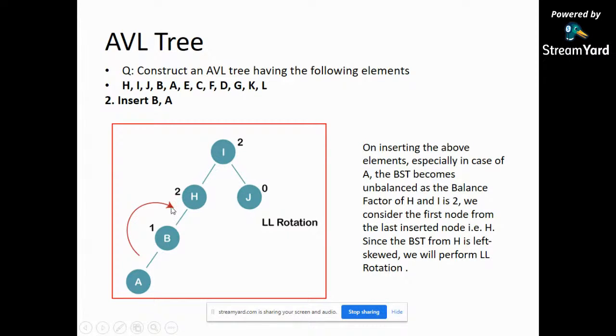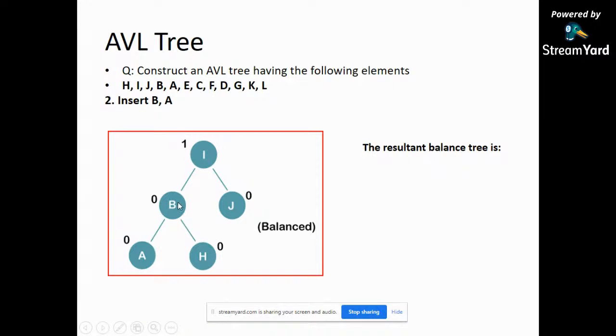So while doing this, this is LL because B is at left of H and A is at left of B. So it is LL. So we have to perform one clockwise rotation. While performing this clockwise rotation, B will come up, A will become the left child and H will become the right child. Here you can see B will come up, A will become the left child and H will become the right child. Again, we have to calculate the balance factors and we have to see that the tree is balanced. Now next we have to insert E.